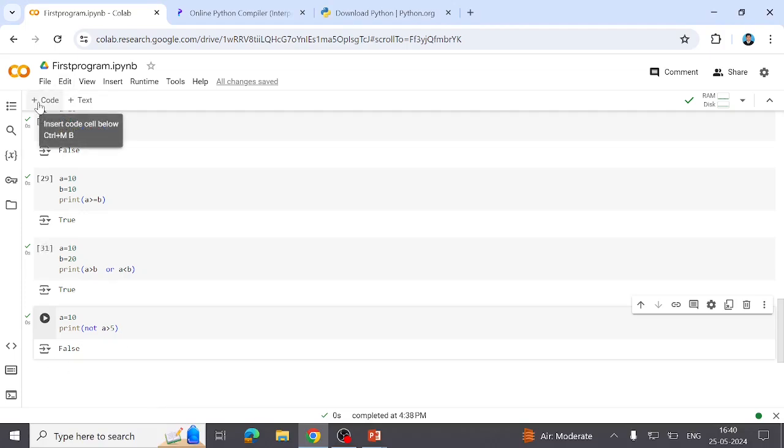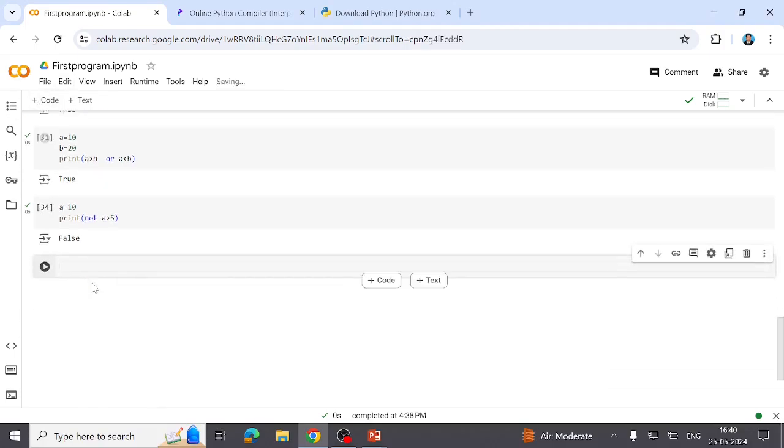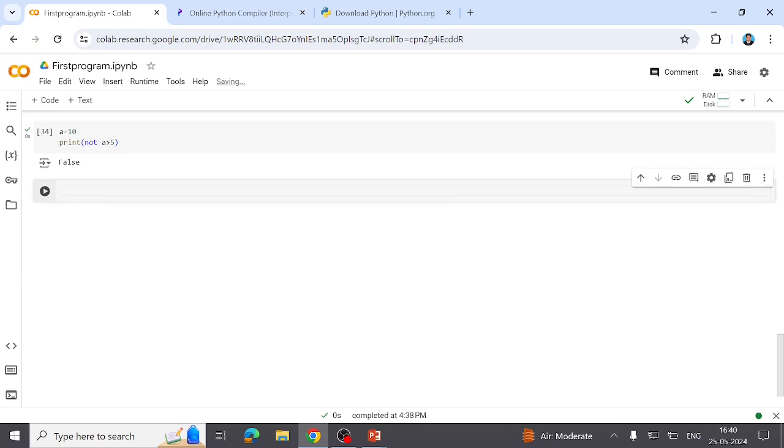Suppose for example you perform x equal to 5 and you try to perform x equal to x plus 5, and print x. What will be the output? 10. X is 5 and then 5 plus 5 is 10.